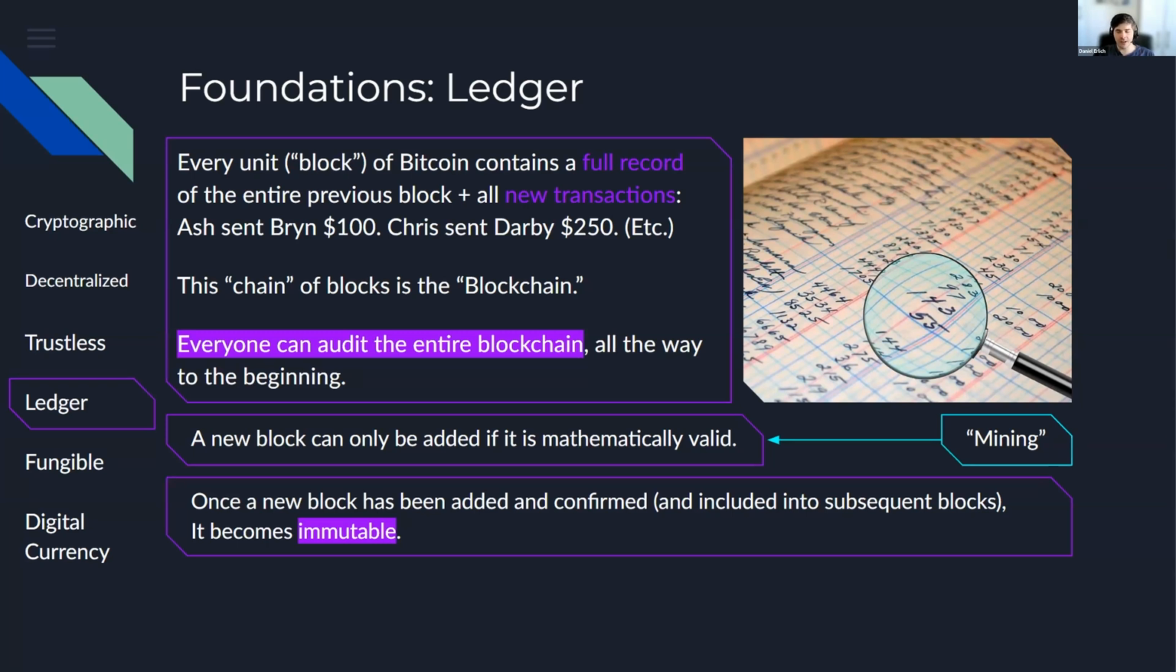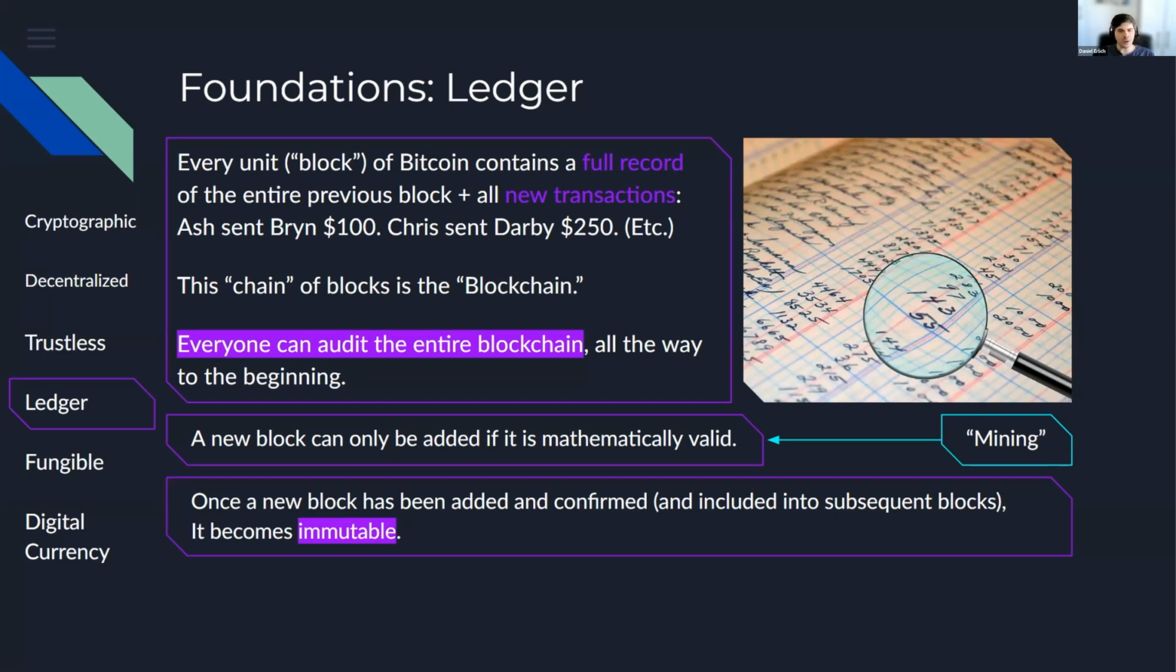It's also important to note that a new block can only be added if it's mathematically valid. And that's where we get the term mining. Mining just refers to the fact that when you want to add a new block to the blockchain, you basically need to solve a very complex equation. Everyone in the world who's a miner competes to solve it first, and whoever solves it first earns, I don't know how many Bitcoin. That's how the system works.